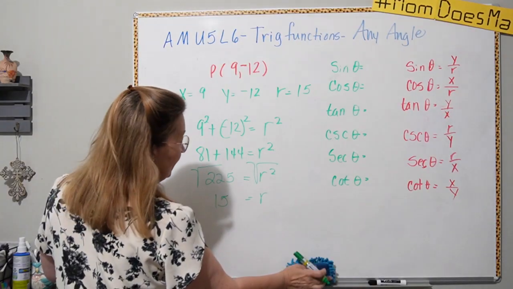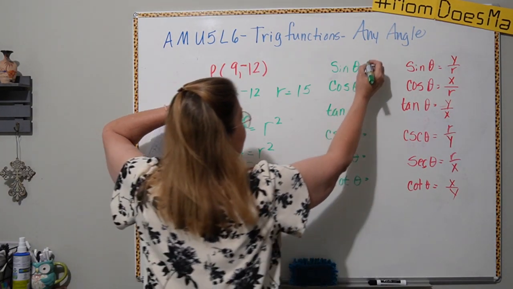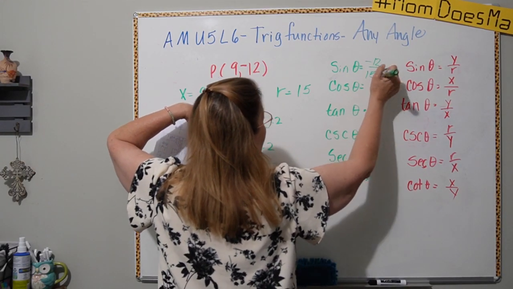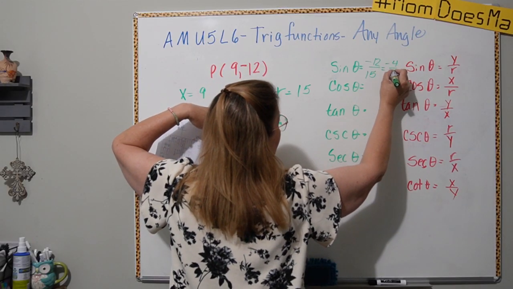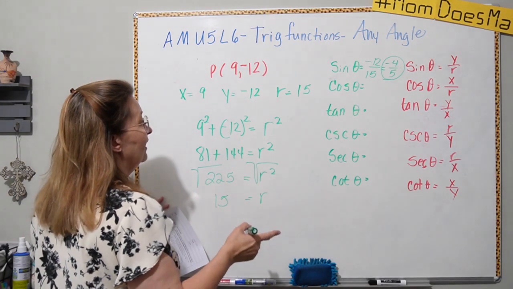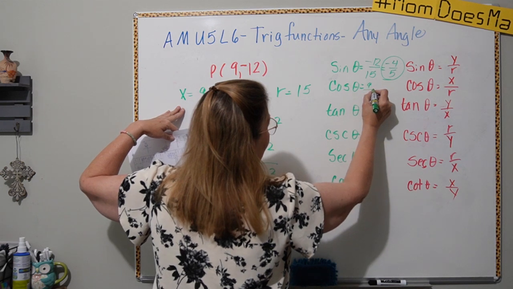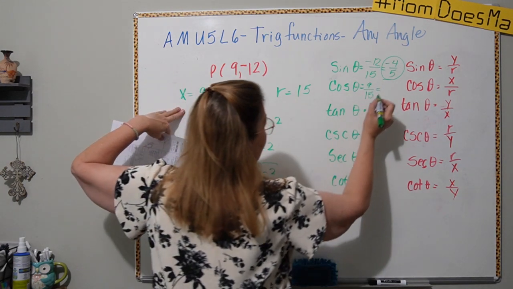So for sine, I want y over r, okay? My y is -12, and my r is 15. Now these will both reduce by 3, so that's going to be -4/5. Okay? Now cosine is x over r. So I have 9 over 15. Both of these reduce by 3.